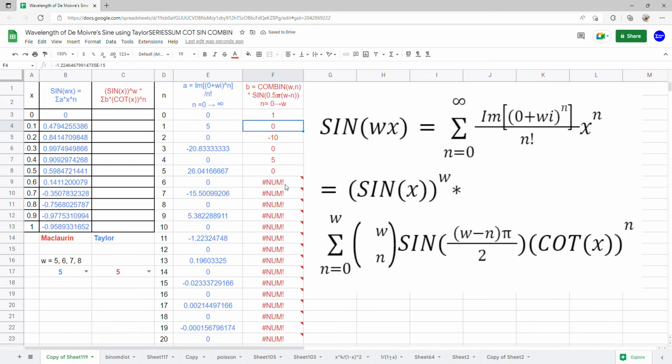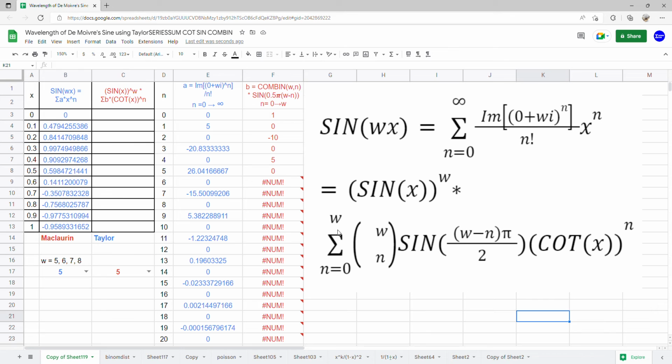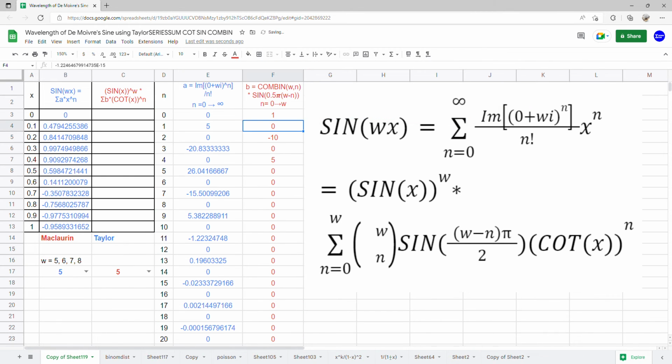And we correct this. Because our limit of n is from 0 to w, we correct this. So if n is greater than w, then 0, otherwise calculate. Now it's corrected.